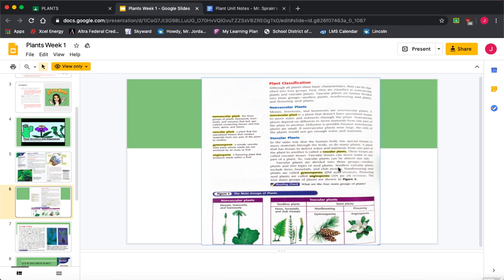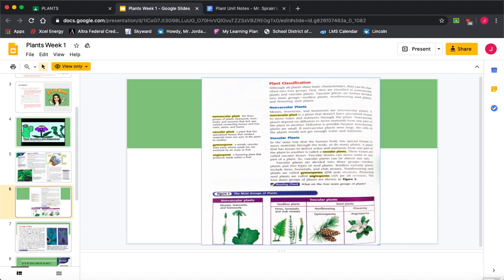Non-flowering seed plants are called gymnosperms. Flowering seed plants are called angiosperms. The 4 main plants are shown in figure 3. So we have non-vascular plants, and then the 3 types of vascular plants: the seedless plants, and then the 2 types of seeded plants, which would be the non-flowering gymnosperms and the flowering angiosperms.